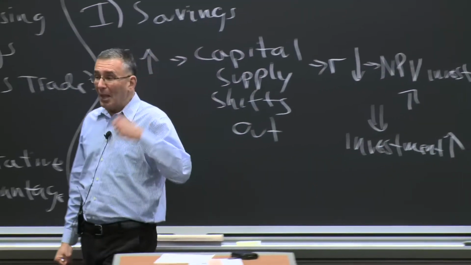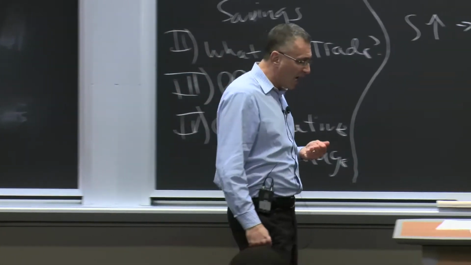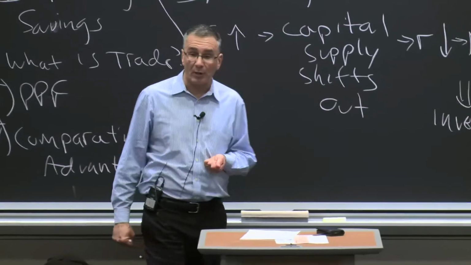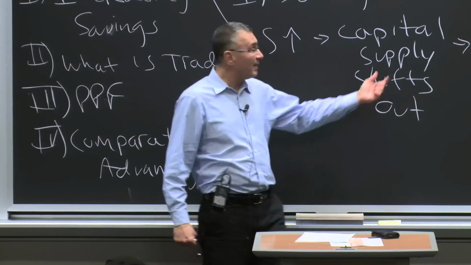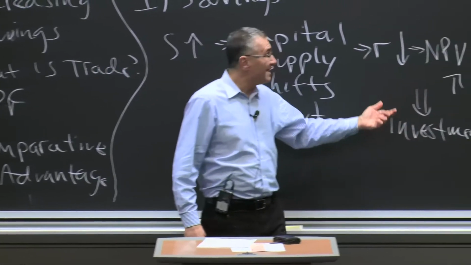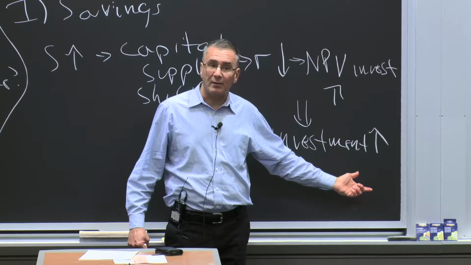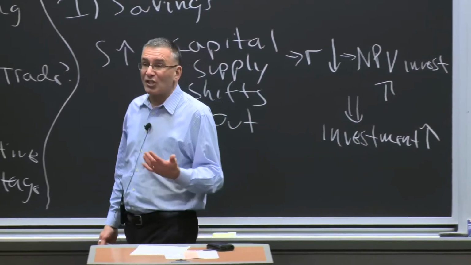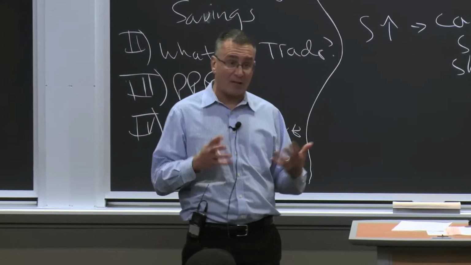So the bottom line is the way we get firms to invest more and grow the economy is by saving more. When we save more, we increase capital supply. That lowers the interest rate. That raises the NPV of investment, which leads to more investment. So that's the link by which savings leads to economic growth, is that savings leads firms to invest more.